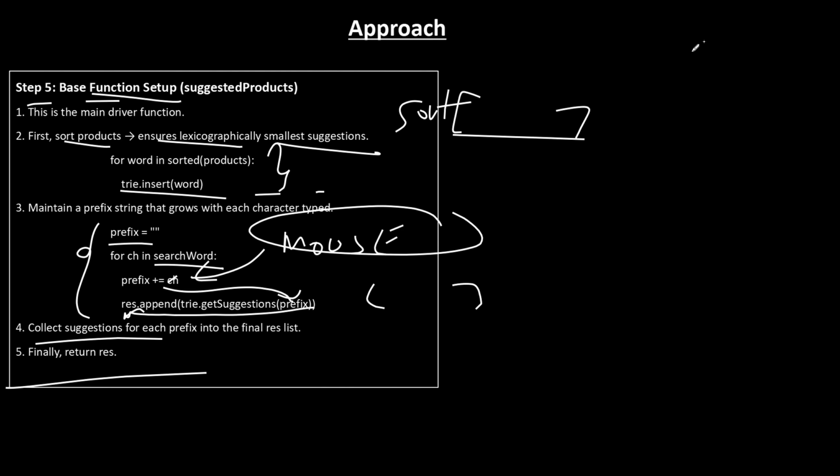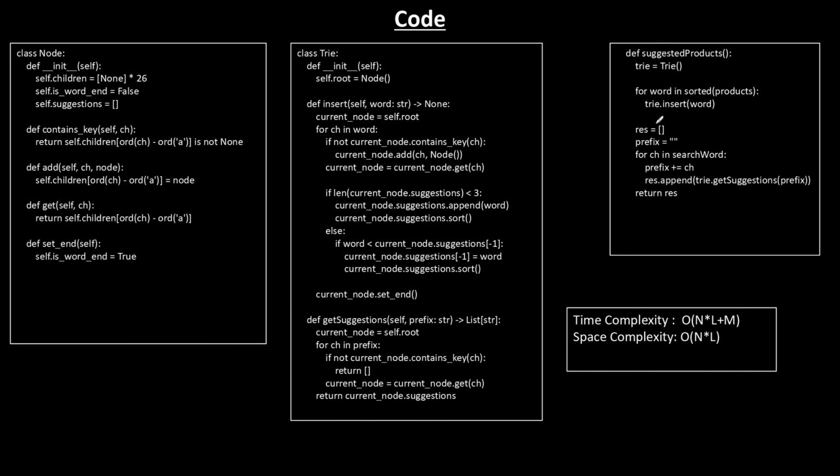So I hope you understood the approach explanation. I know it was a lot, but I tried to give you in-depth knowledge of it. Now let's move to the next slide. The code is the exact copy of the approach discussed. Let's understand it line by line. Let's start with the base function. This is the main function given to us, and here we create a trie. Then we have the insert operation, then the search word operation, and we return the result.